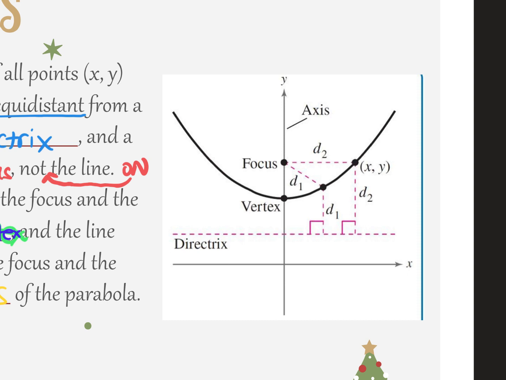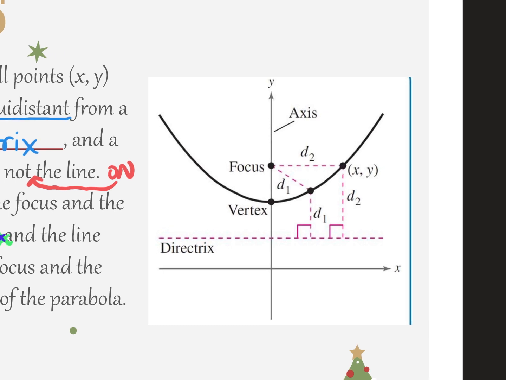The directrix is a line. It's like a boundary line that is equidistant from the vertex and the focus. So say this was 2 units right here from the vertex to the focus. What is the distance between the vertex and the directrix? 2. It's always going to be the same, equidistant.